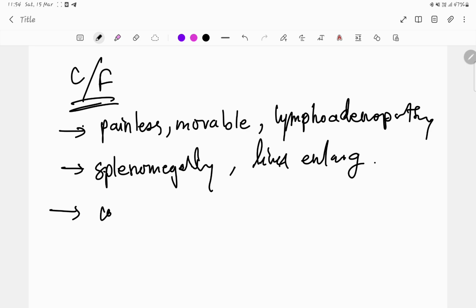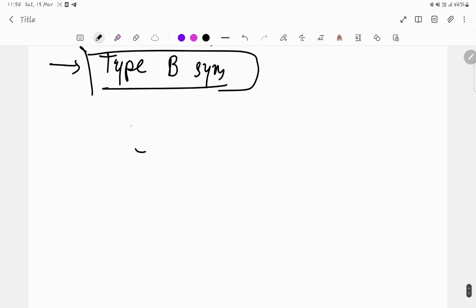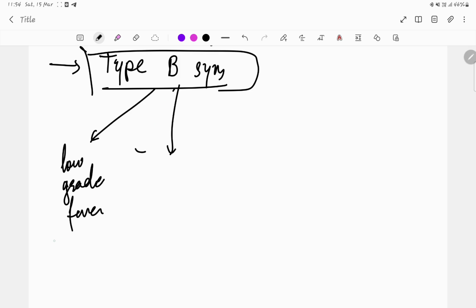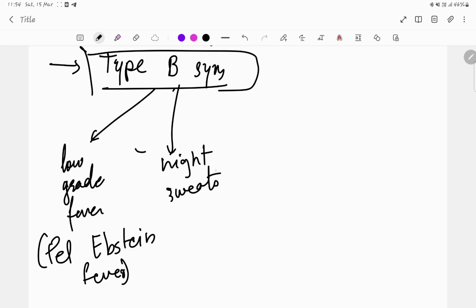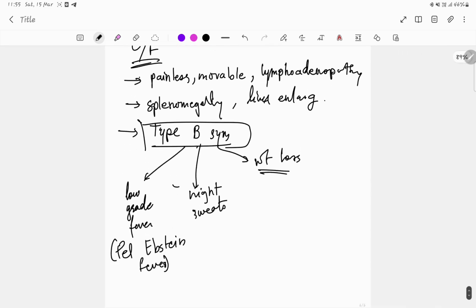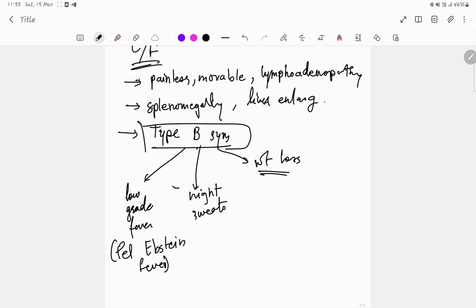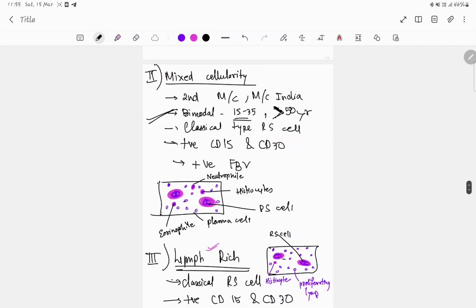The constitutional symptoms, we also call them type B symptoms. They are associated symptoms, basically: low grade fever because infection susceptibility is increased. We also call this Pel-Ebstein fever, low grade, not high. Night sweats, and also weight loss, because unwanted cells are produced at an increased rate, so there is increased metabolism. So this is all about the clinical features that you need to know. We've already talked about the laboratory tests, that is EBV and CD15. All of these are diagnostically important.